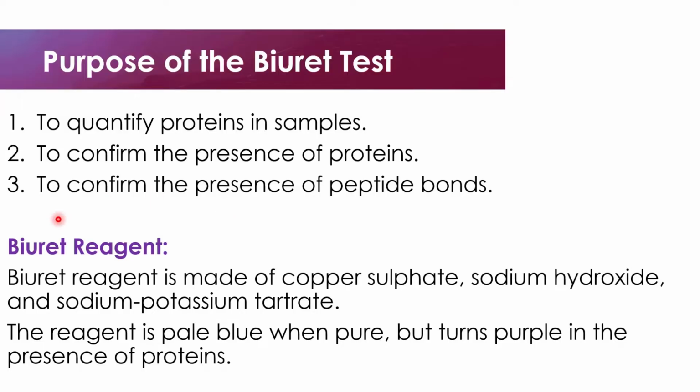Now let's look at the Biuret reagent. The Biuret reagent is made up of copper sulfate, sodium hydroxide, and sodium potassium tartrate. So these are the three main chemical components of the Biuret reagent. The reagent is pale blue when pure, but turns purple in the presence of proteins.